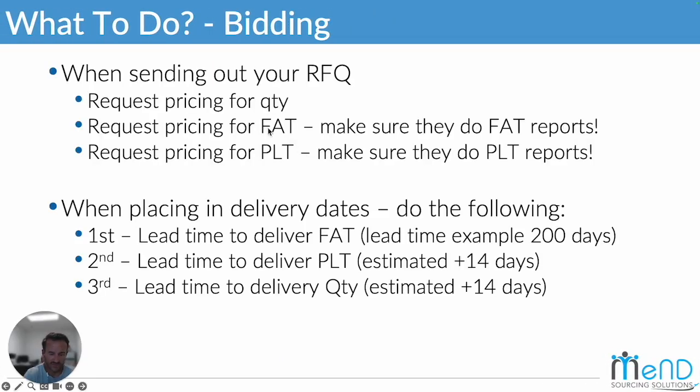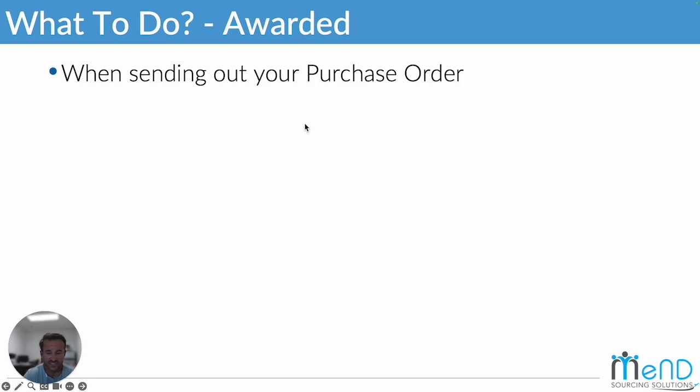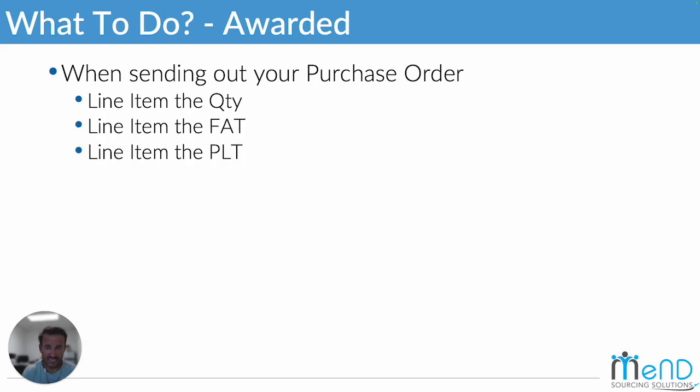So what to do if you are awarded the contract? Let's just say that theoretically we do win. You need to send out your purchase order to your vendor or your manufacturer. You want to write down in the purchase order the line item of the quantity, line item of the FAT, and line item of the PLT. Make sure you have all 3 separated and let them know that there is an FAT report needed and a PLT. Also, the contract is going to show you how many samples you need for the FAT and the PLT.